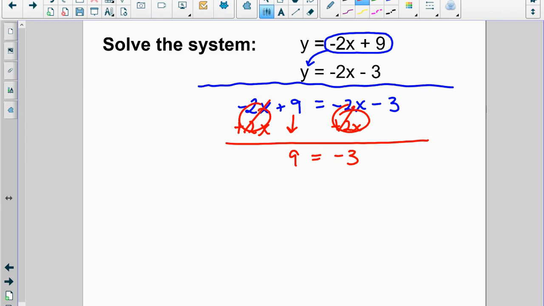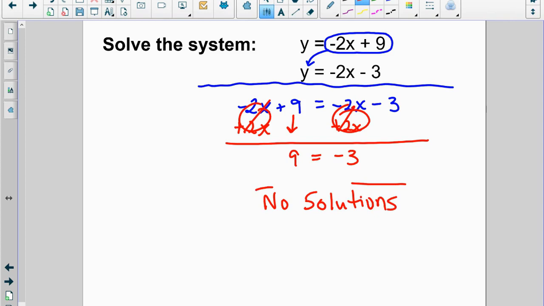You may recall that something like this happened when we were solving linear equations with one variable. These are special equations. So in this case, it's a special system. It's one of those where it's not just one single answer. When we get a system like this, where we get an equation like 9 equals negative 3, this is the case where we have no solutions.